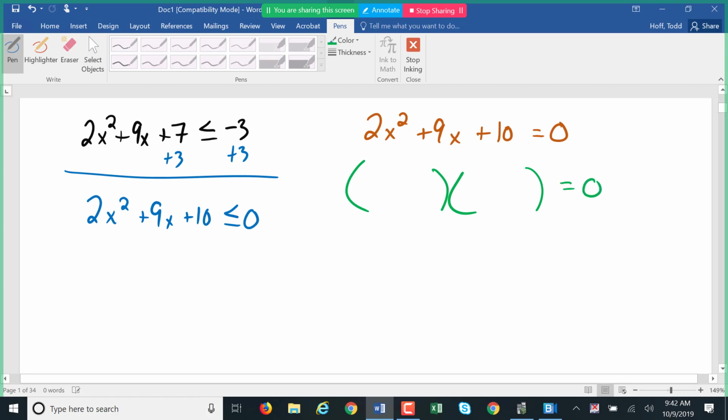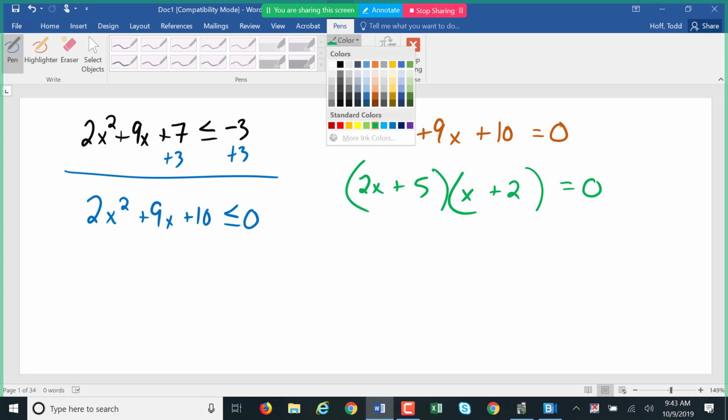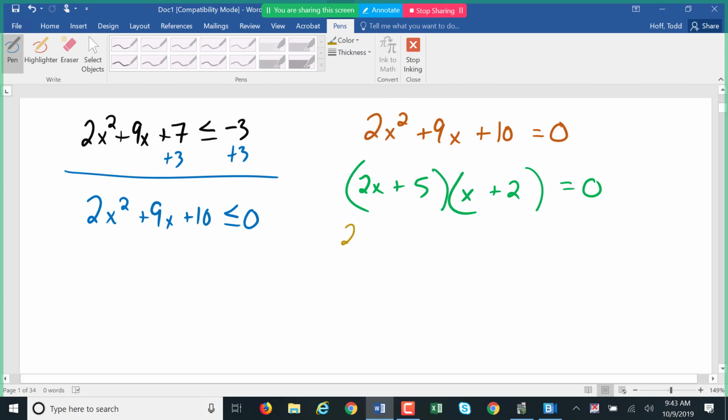So factoring this, obviously 2x squared is 2x and x. 10 is 5 and 2. And I'll leave it up to you to verify that we get the 9x for the middle term. We do. So that's saying either 2x plus 5 equals 0 or x plus 2 equals 0.